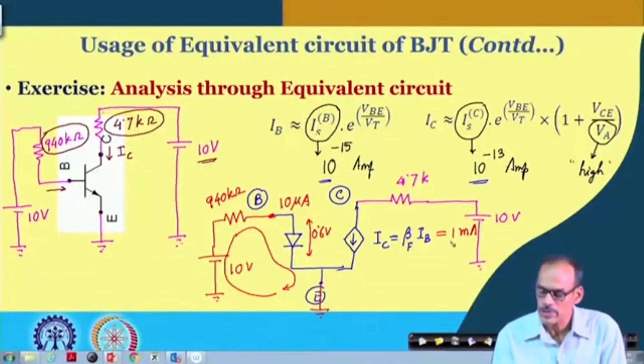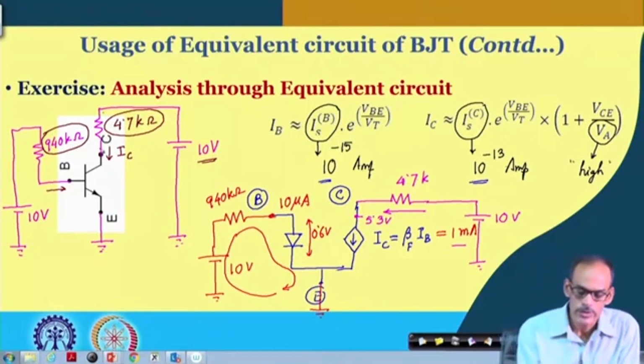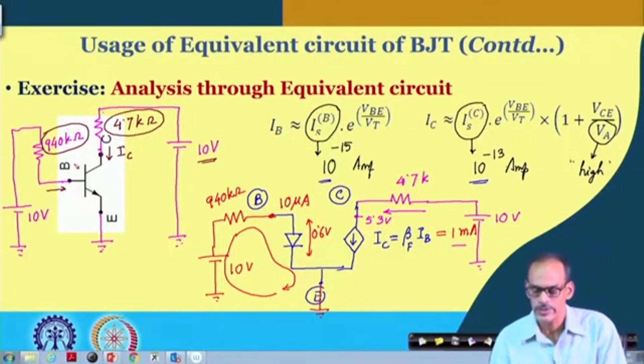And so, if you see that if 1 milliampere is flowing through this resistance, we do have a 4.7 volt drop. So, the voltage coming here is 10 minus 4.7, so that is equal to 5.3. That is good. We do have 5.3, we do have 0.6. So, naturally this is getting reverse biased.